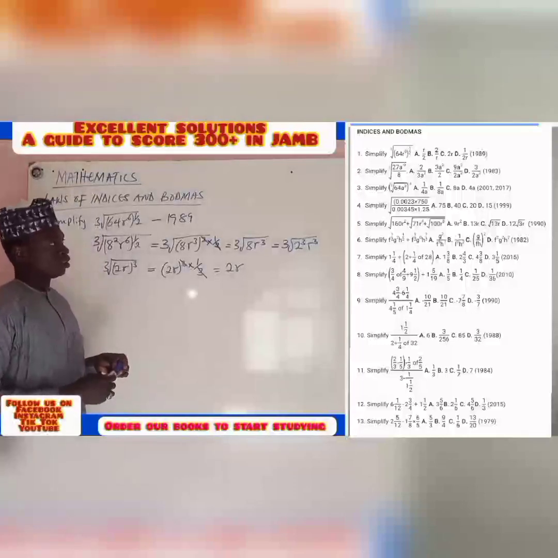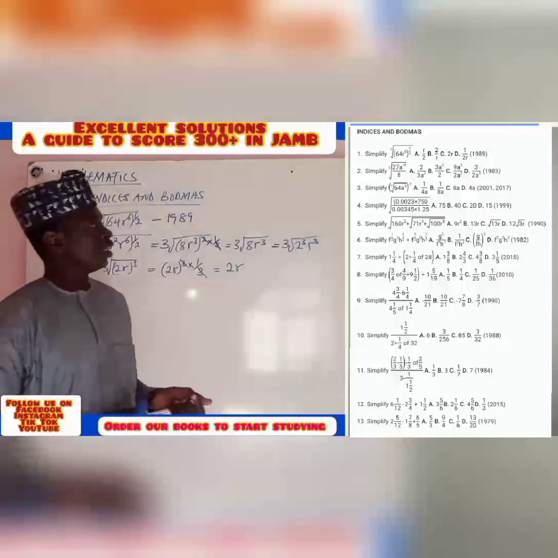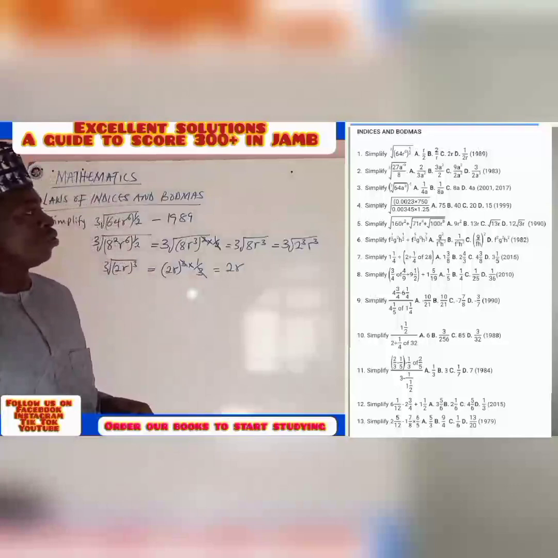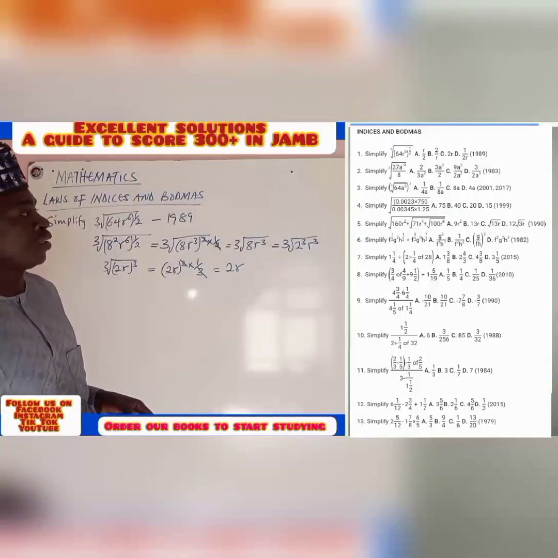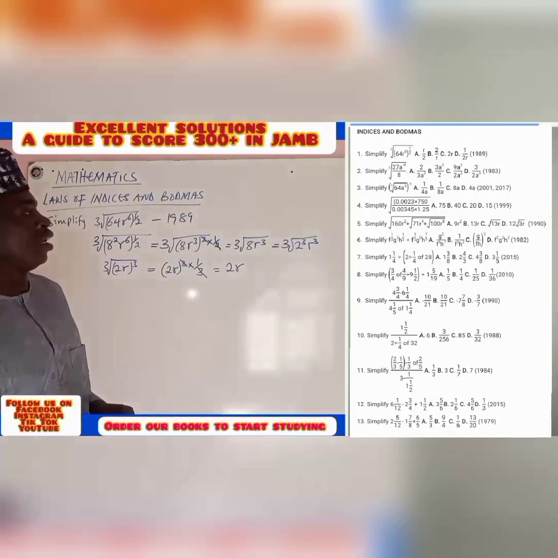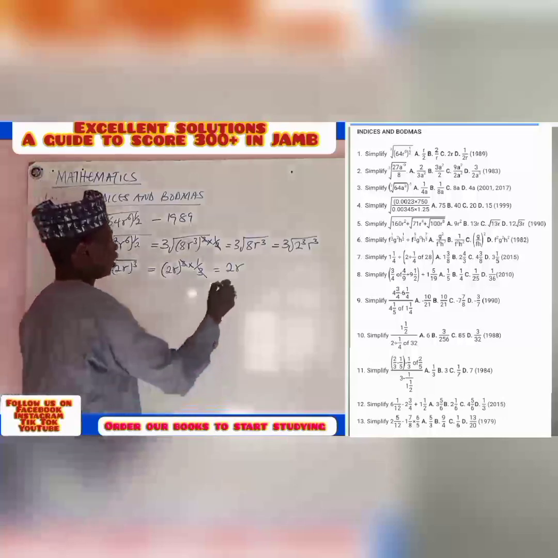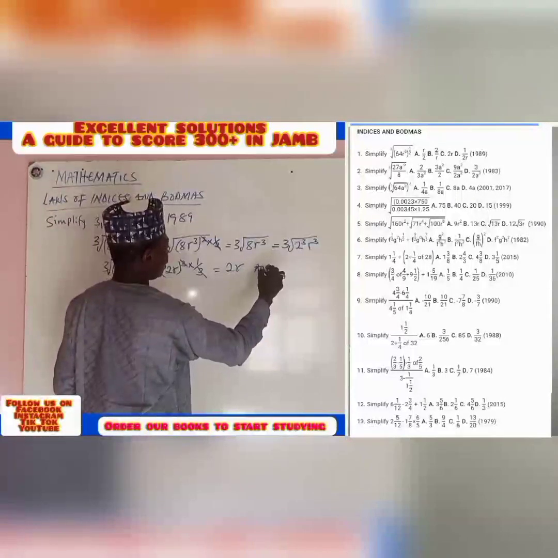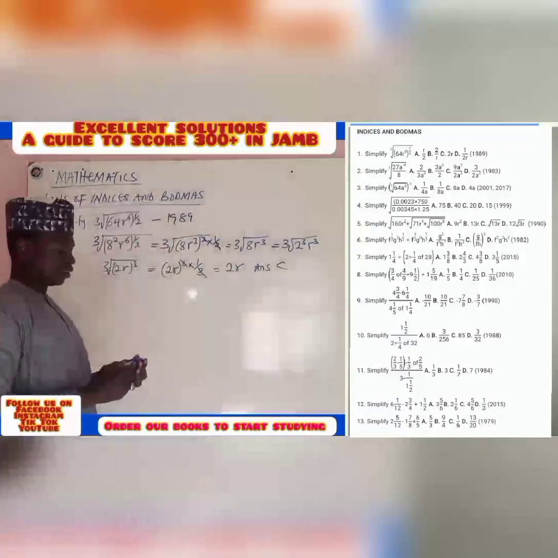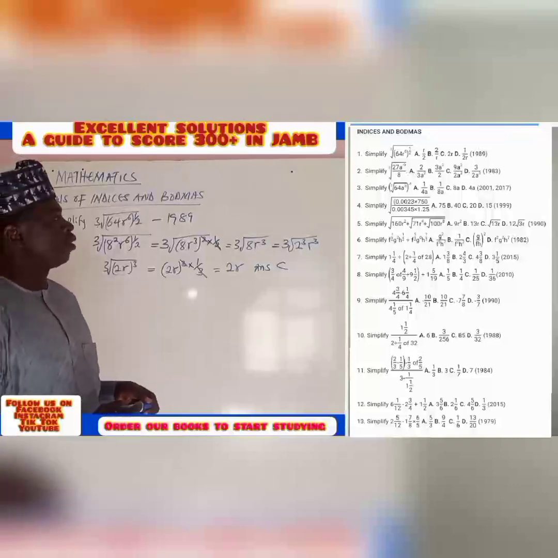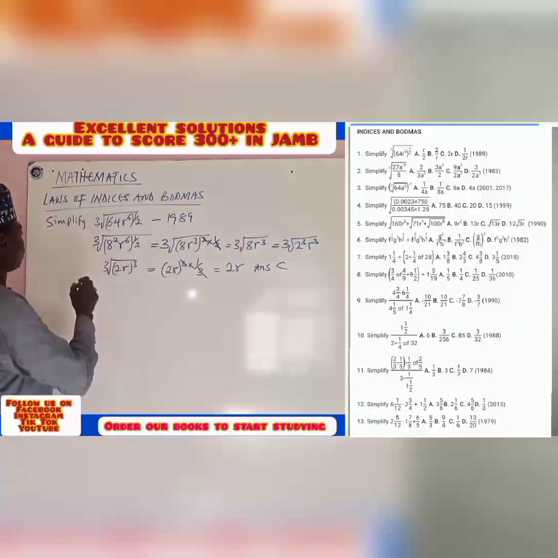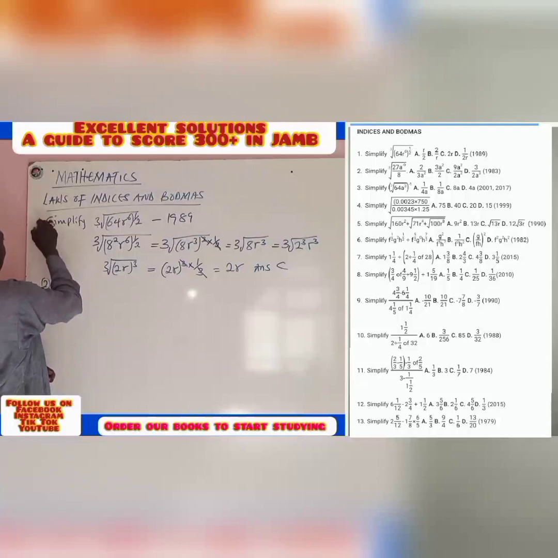If we look at our options, A is r over 2, B is 2 over r, C is 2r, D is 1 over 2r, and our option C is our answer. So the answer is option C. Going to our question 2.